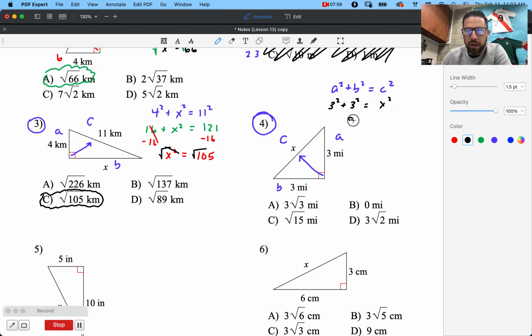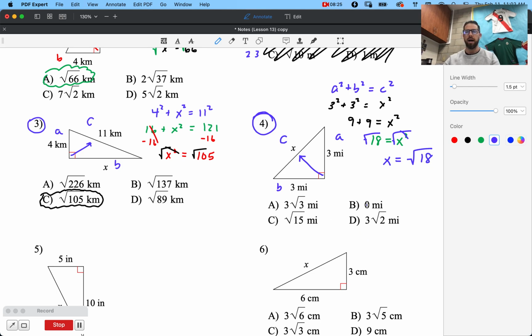So what do we get here? 9 plus 9 equals x squared. 9 and 9 is 18. 18 equals x squared. And the last thing we have to do is square root both sides. And it looks like we get x equals the square root of 18.